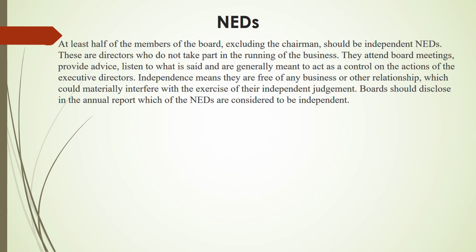That's at least. The number could go higher than that also. You could say that 60% of non-executive directors are independent, which is very good. But if it's the other way around, if only 40% of non-executive directors are independent, then that's not good, because they said at least half, so the minimum is 50%.